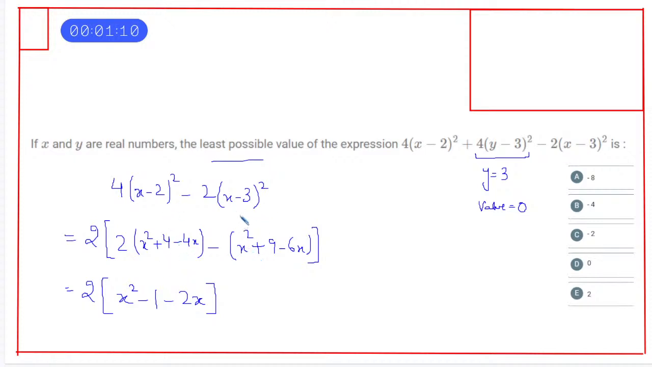This and 2ab, and this is done. 2x, this is 8 minus 9, minus 8x plus 6x. Okay. Yeah, minus 4.